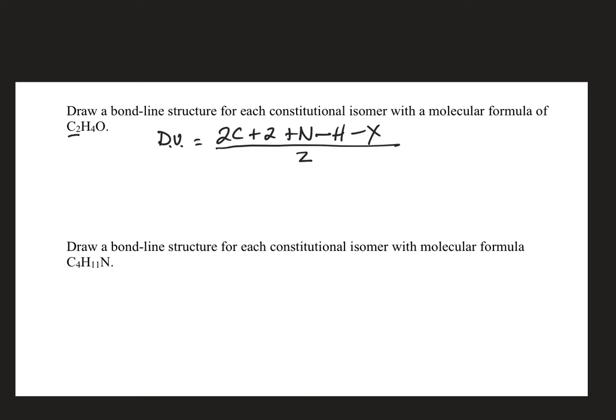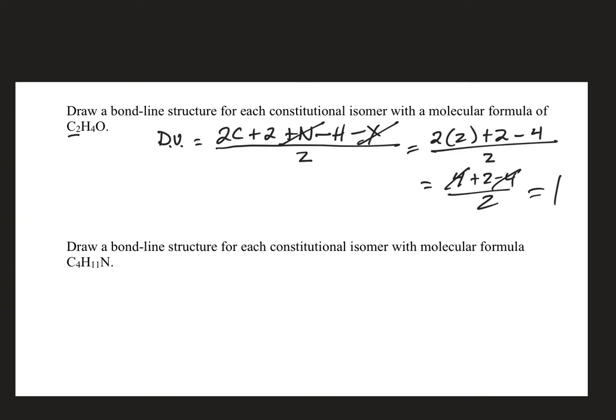This molecule C2H4O does not have any halogens, and it does not have any nitrogens. So what we're going to get out of this is 2 times 2, because there's 2 carbons, plus 2 minus 4, because there's 4 hydrogens, and then we divide by 2. So you see 4 plus 2 minus 4 over 2, the 4's cancel out, and we get 1. That means we can have a double bond, or we'll have a cyclic structure.